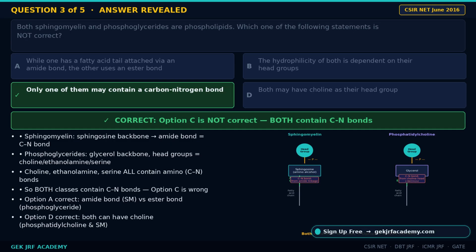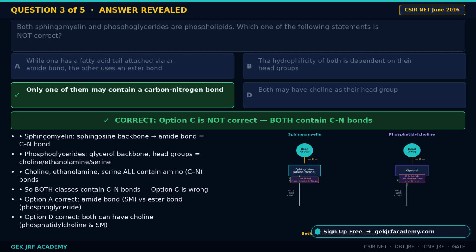The reasoning requires knowledge of the backbone chemistry of both classes. Sphingomyelin is built on a sphingosine backbone, which is an amino alcohol. The fatty acid is attached to the amino group of sphingosine via an amide bond, which is a carbon-nitrogen bond. So sphingomyelin contains a C-N bond. Now consider phosphoglycerides.